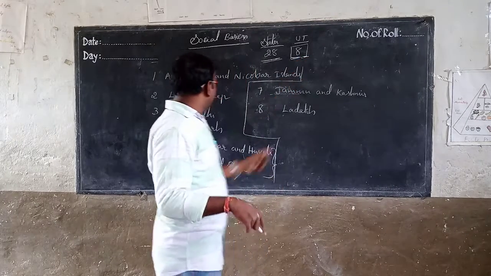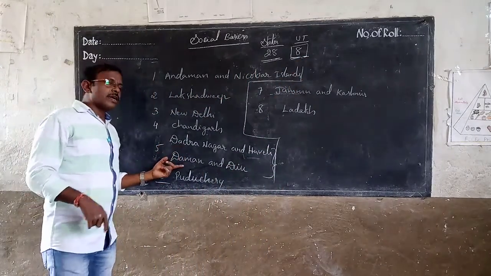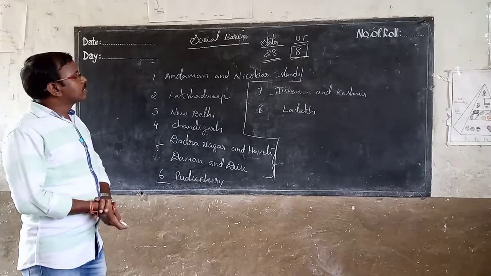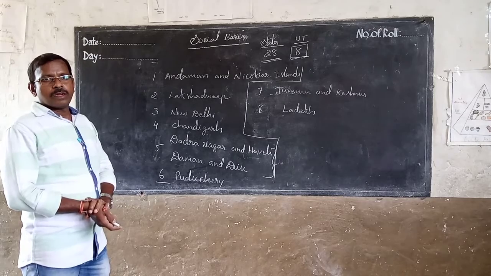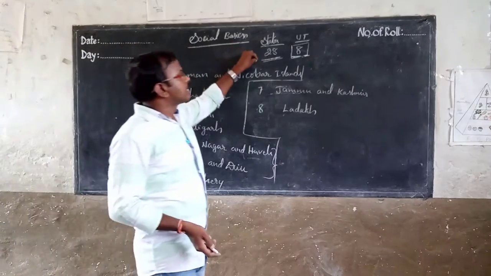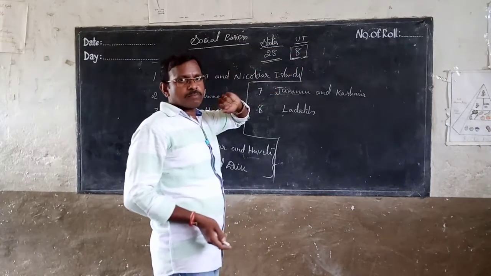But here again, Dadra Nagar Haveli and Daman and Diu both were added. Both are joined as one union territory. So this happened. Understood, dear students? So like that, at present there are 28 states and 8 union territories.